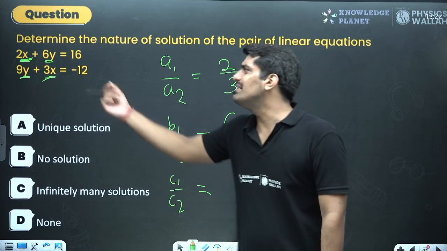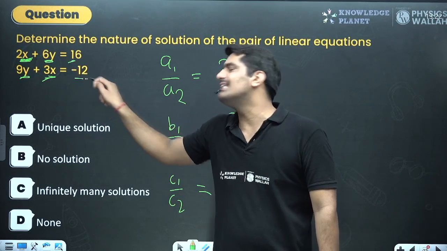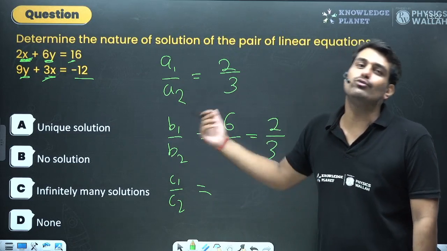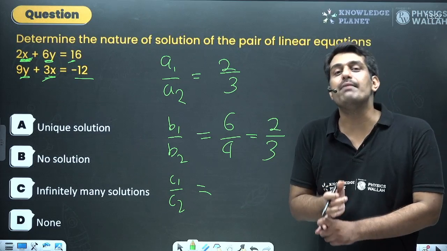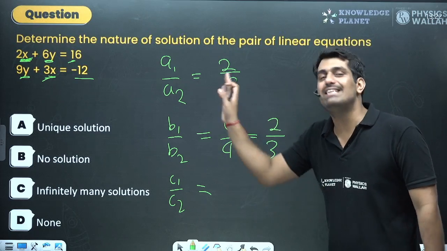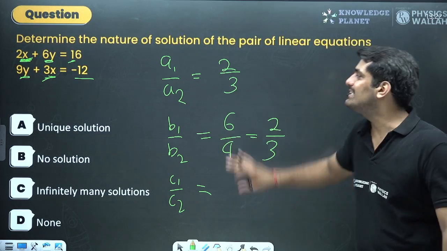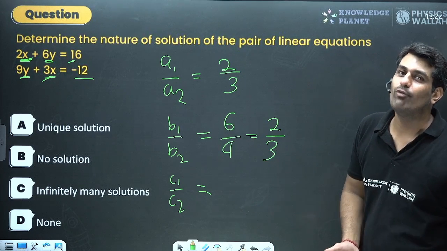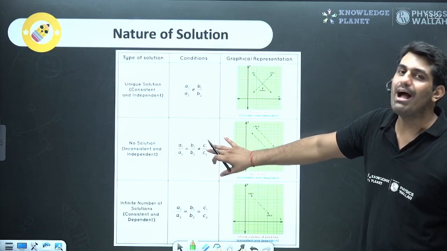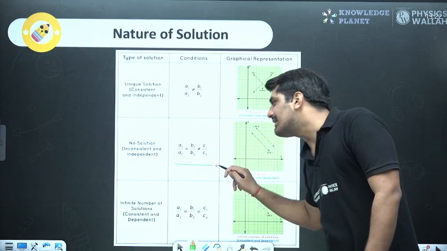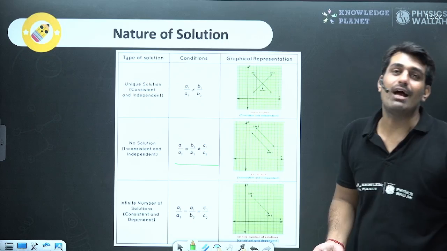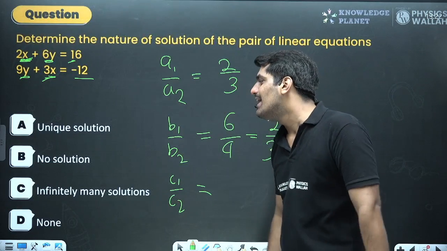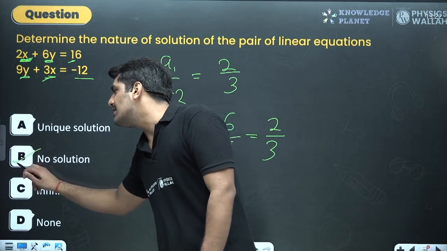One thing is very obvious: the signs are different. This is positive, this is negative. They can never be equal to these two ratios because these two ratios have the same positive sign. Now if you realize where a1 by a2 was equal to b1 by b2, what was the case? If you don't remember, you can go back and realize this was the case where we have no solution. I can say the pair of linear equations is inconsistent, and hence the answer in this scenario is no solution.